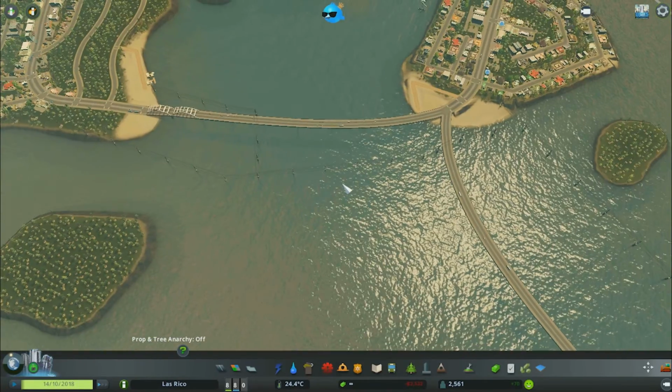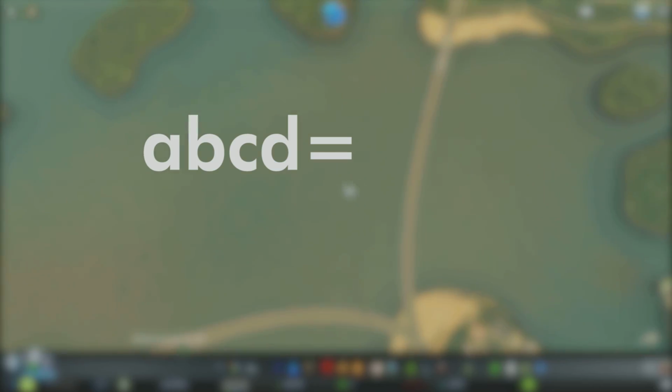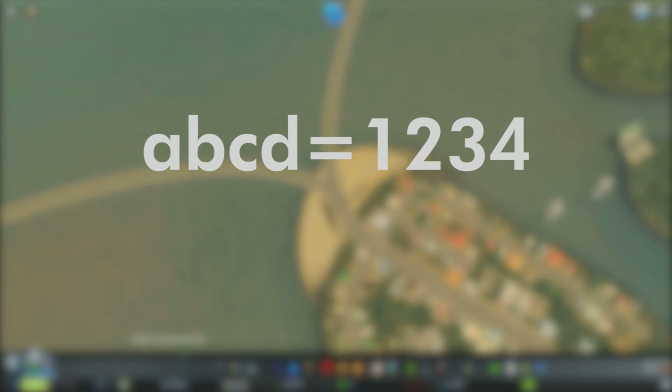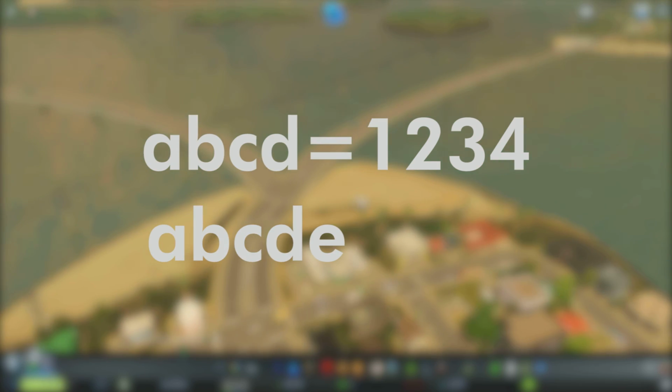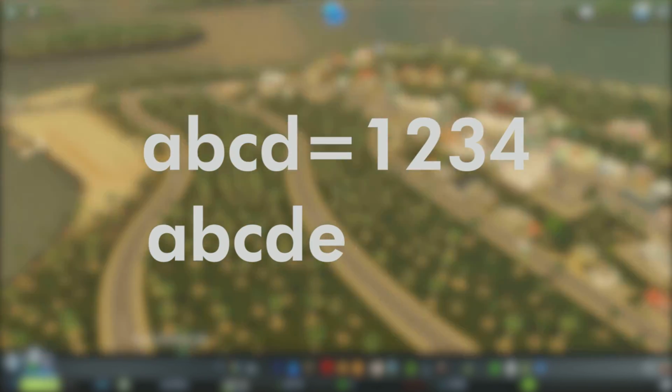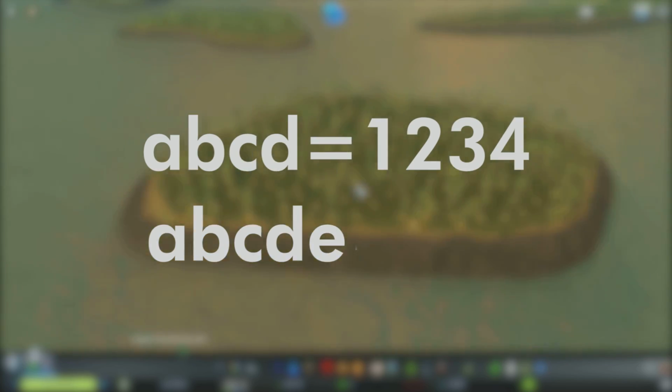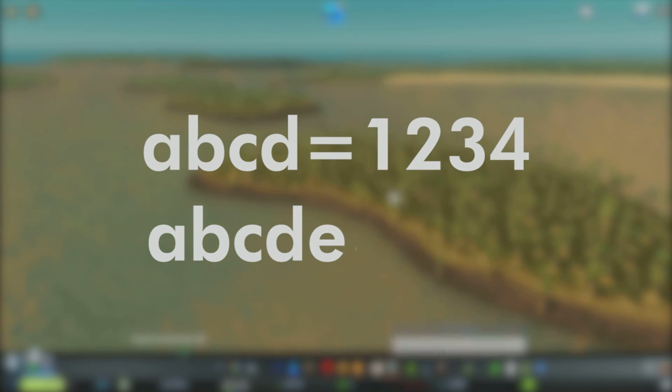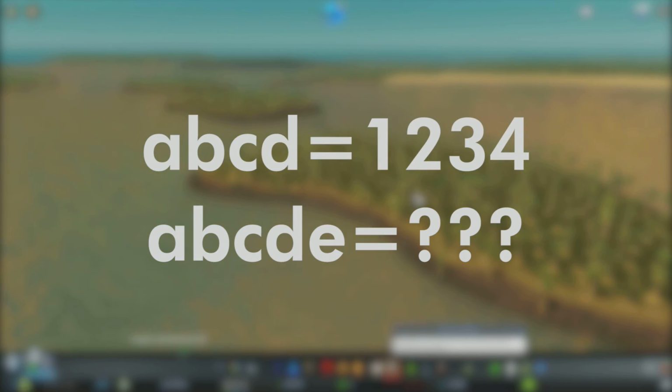So for example, if your password is ABCD, it stores it as 1234. So if you enter ABCDE, for example, it will not give you access because it thinks that you have entered a wrong number, because the number 1234 does not match with the number it got when your password went through the algorithm.